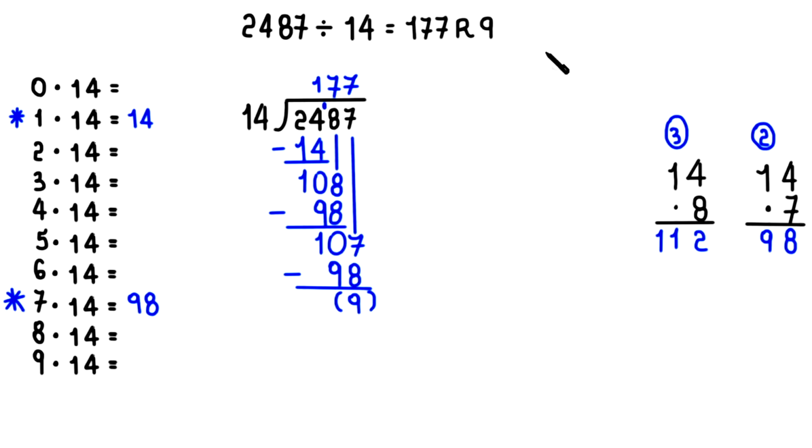Do you remember how we check to see if our division went okay? What do we do? You multiply 14 by 177 to see if you get the correct answer. Almost there. But what should you do next after the multiplication? Add 9. Yes, you should add the remainder, okay? Let's do it. Let's multiply and add to check our answer.